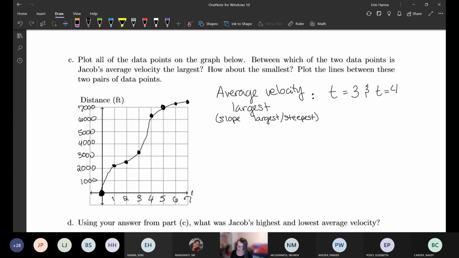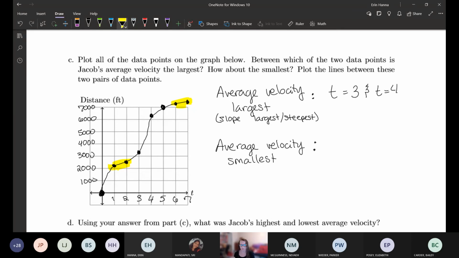And now with the way I've drawn this, smallest might be a bit harder to see because we have two really good contenders here, between 6 and 7, and then between 1 and 2. Now, technically, 1 and 2 are spaced out a bit more than 6 and 7.